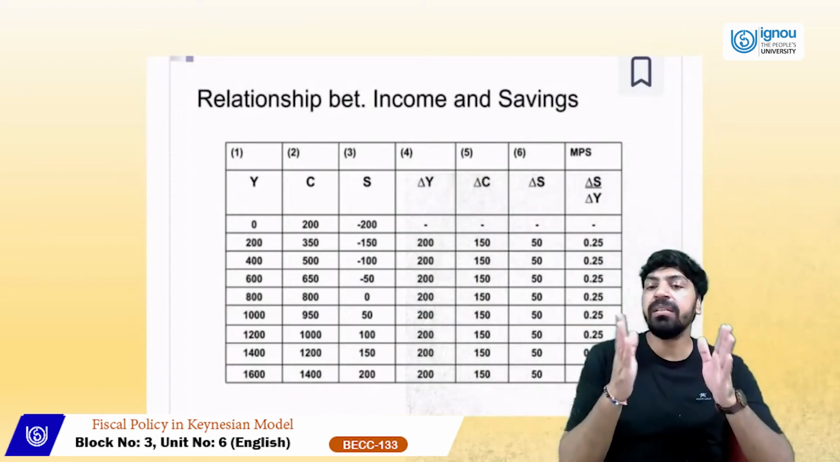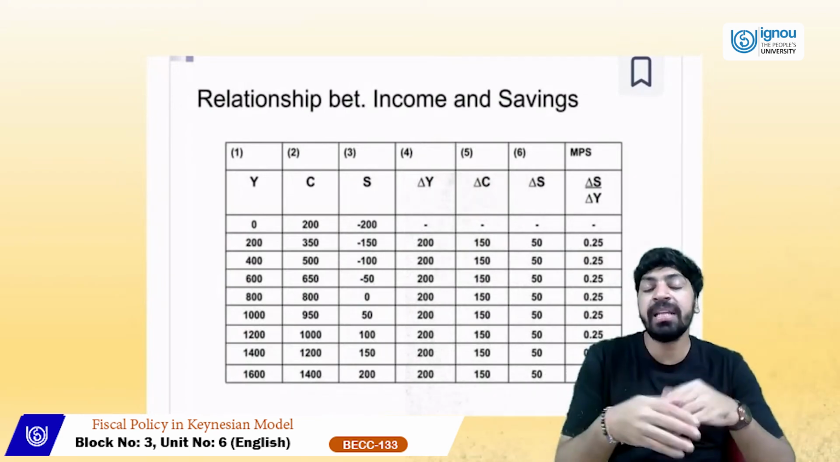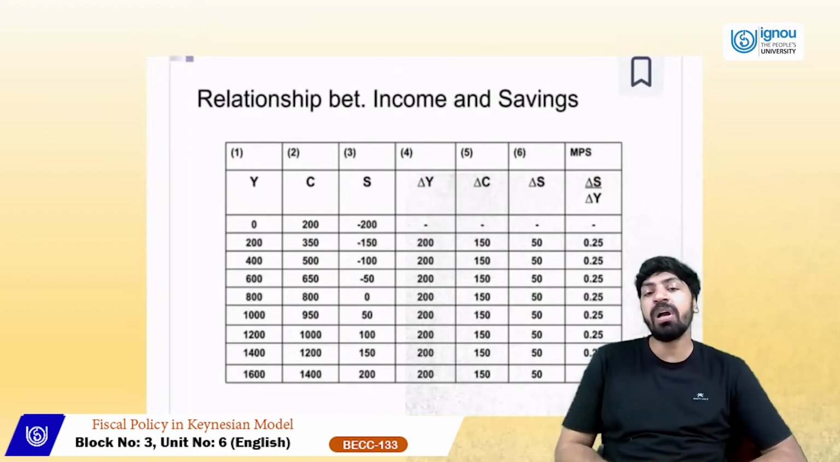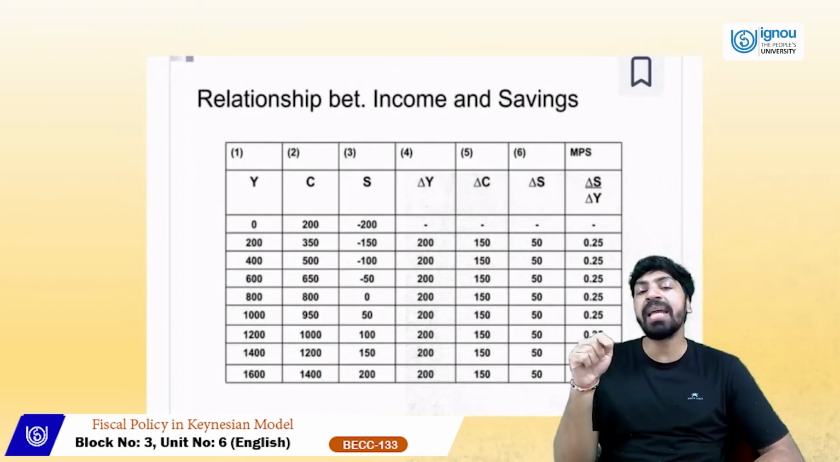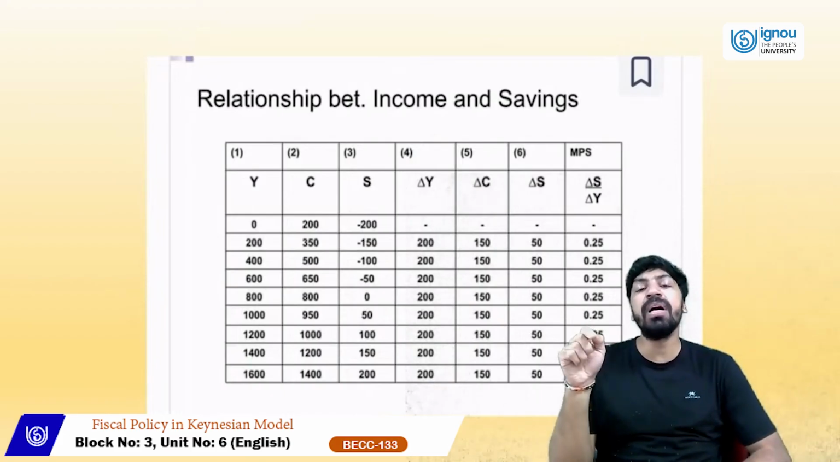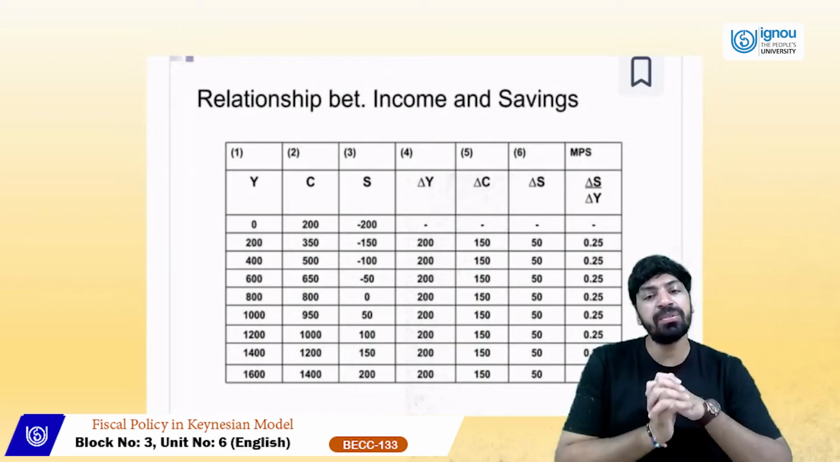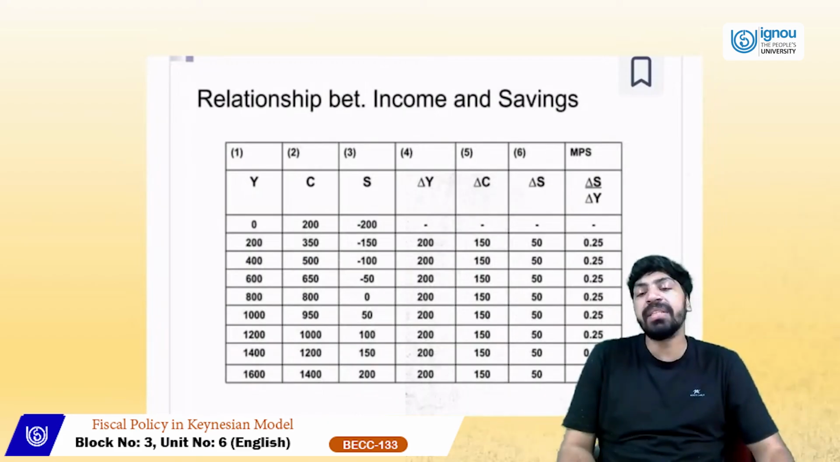But why will the positive values come? Because we are subtracting and the value is already negative. So if we talk about minus 150 minus bracket minus 200, it becomes positive. That means minus 150 plus 200, that means 50. So every value of the savings change remains the same, 50.